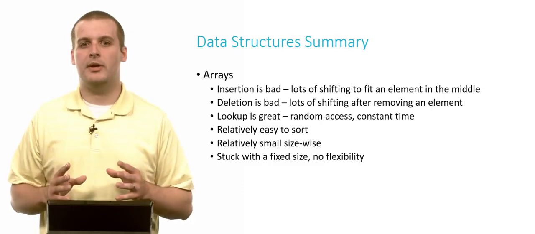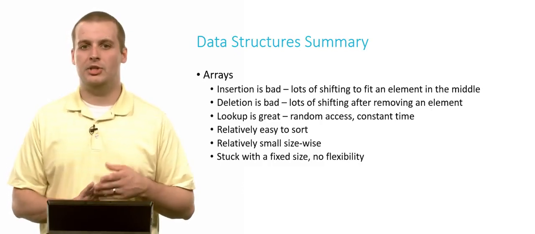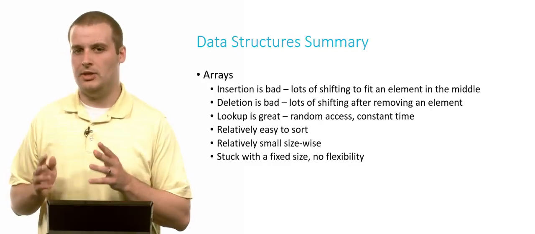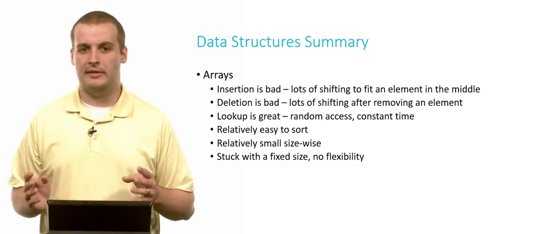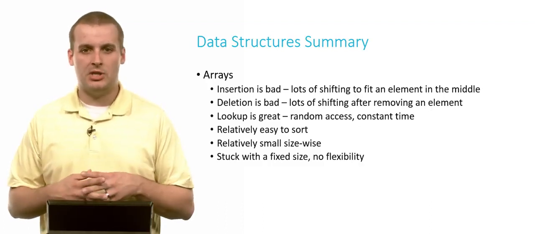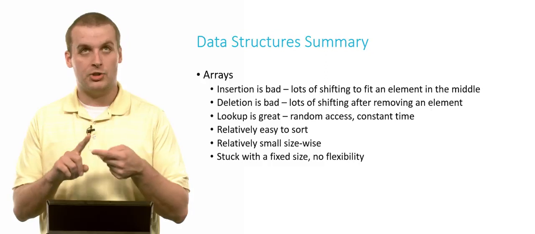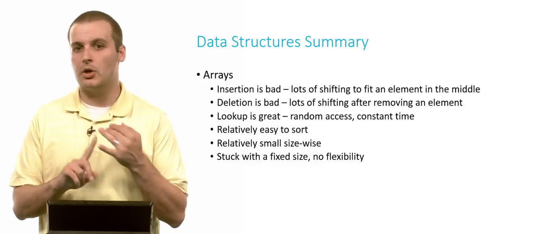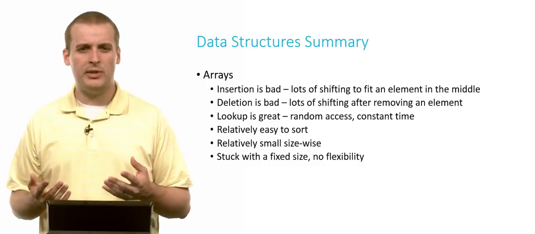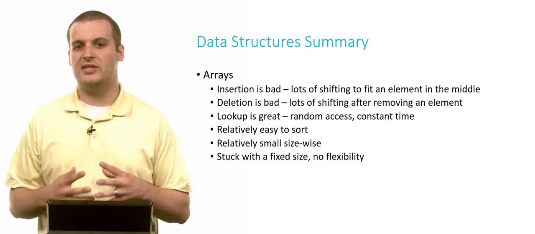Lookup, though, is great. We have random access constant time lookup. We just say 7, and we go to array location 7. We say 20, we go to array location 20. We don't have to iterate across. That's pretty good. Arrays are also relatively easy to sort, and every time we talked about a sorting algorithm, such as selection sort, insertion sort, bubble sort, merge sort, we always used arrays to do it, because arrays are pretty easy to sort relative to the data structures we've seen so far.